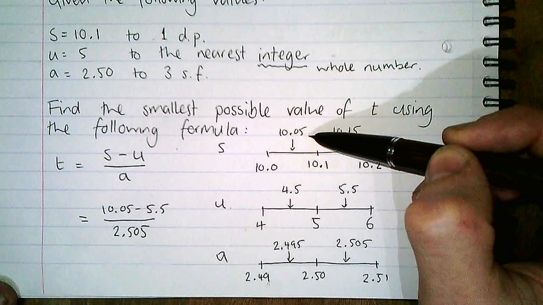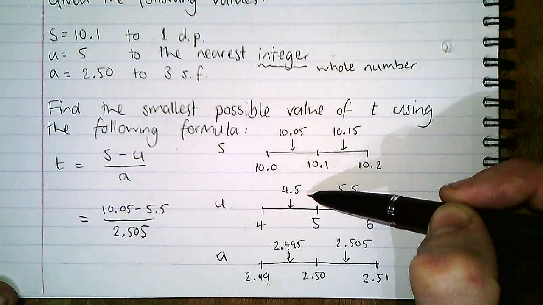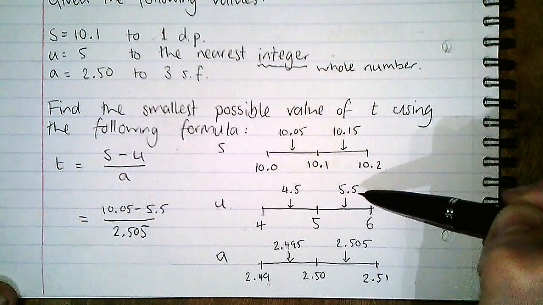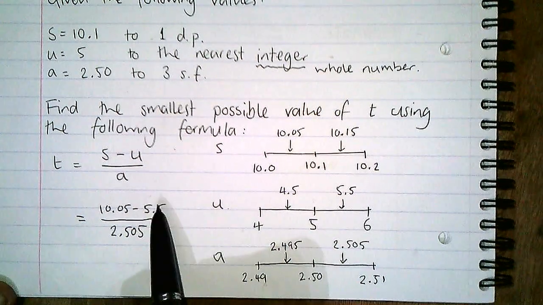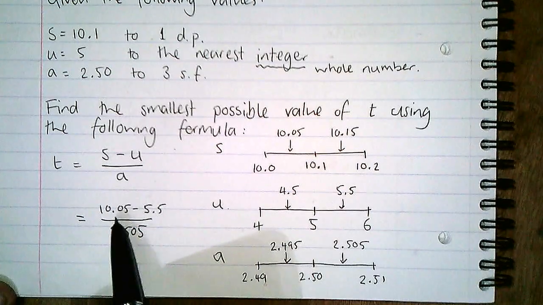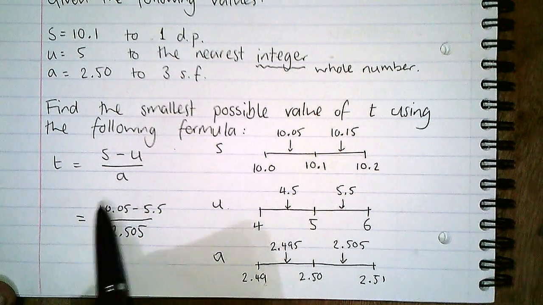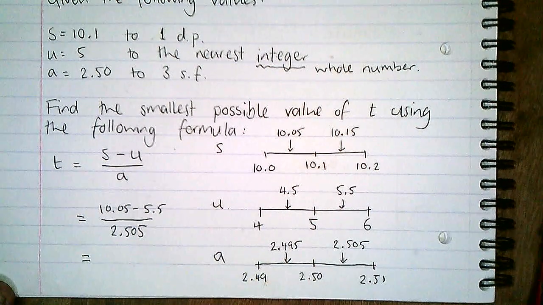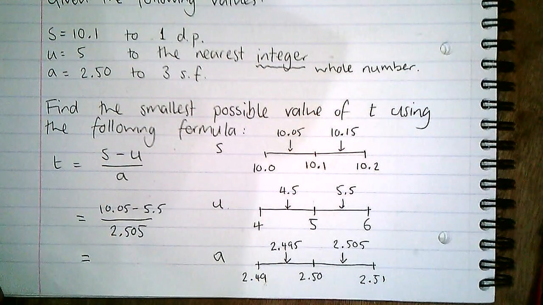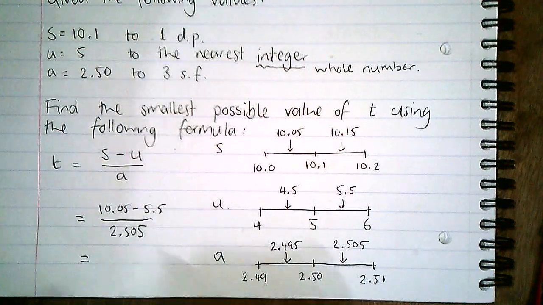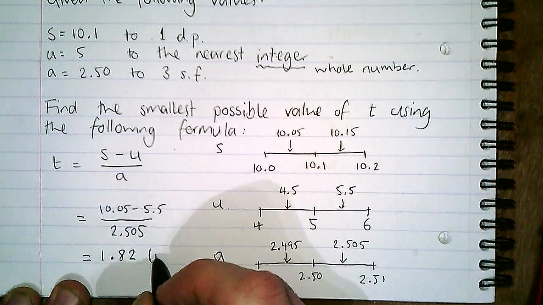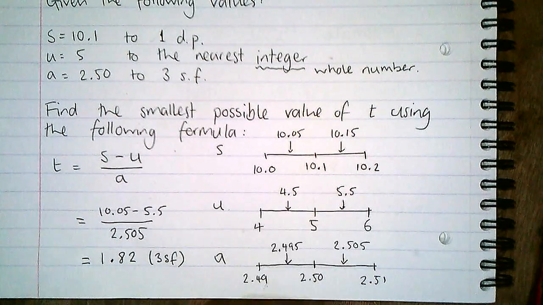and you can see that, can't you? If I think 10.05 and I'm taking something bigger, 5.5, away from it, that's definitely going to give me something that's smaller. So to make this as small as possible at the top, we've done smallest take away biggest. That gives us the smallest possible value on the top, and we're dividing it by the largest possible value for A. So again, we're going to reach for our trusty calculator and work that out. So 10.05, take away 5.5, and we're going to divide that by 2.505. So here we get an answer of 1.82, and that's to 3 significant figures.